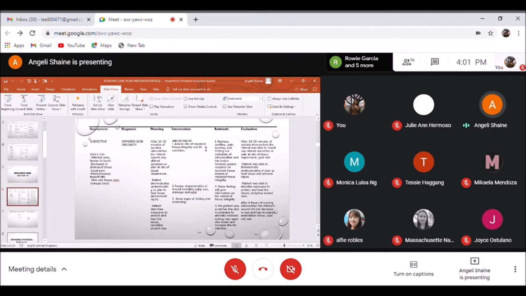Okay, planning. After 20 to 30 minutes of nursing intervention, the patient reports any altered sensation or pain at the site of tissue impairment. Patient will demonstrate understanding of the plan to heal the tissue and to prevent injury. Patient will describe measures to protect and heal the tissue, including wound care.